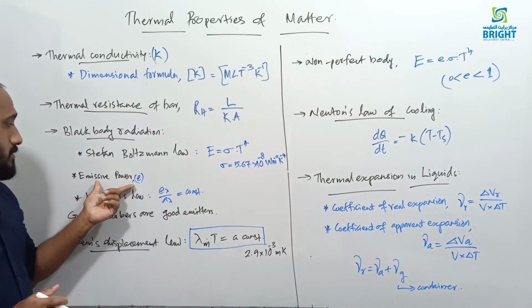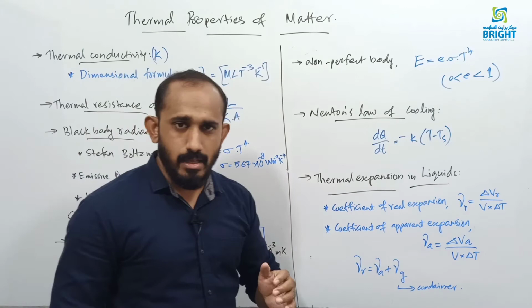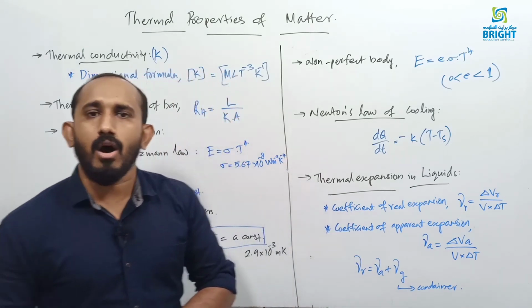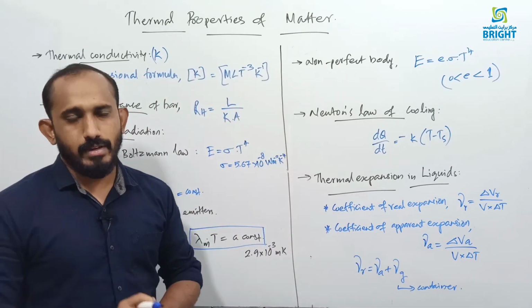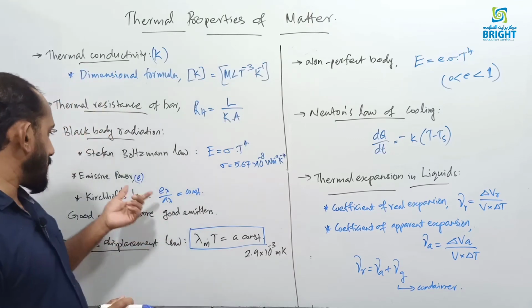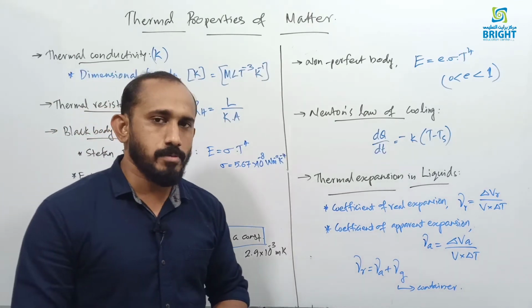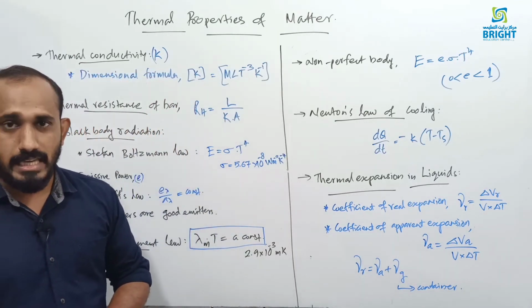Now, what is the emissive power? It is the energy emitted per unit area of the substance, of the body, we can say, E. And this E, and the absorption power or absorptivity, we can say A.